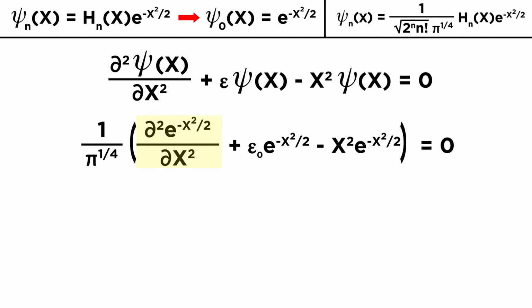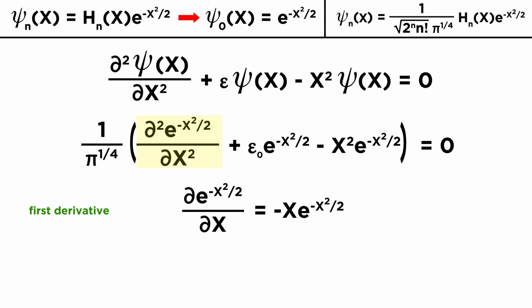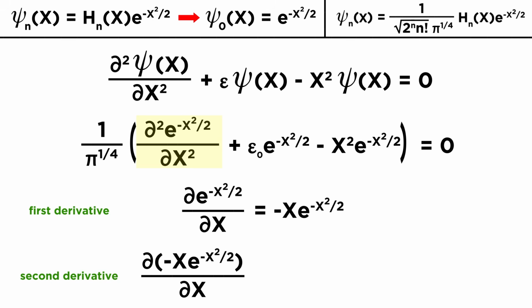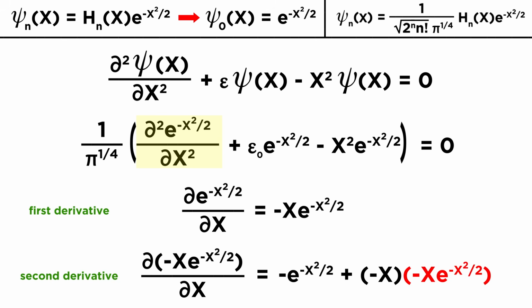The first thing we have to do is take the second derivative of this expression. As we know, a second derivative is just the derivative of the derivative, so let's get the first derivative first. Using the chain rule, we get negative 2 big X over 2 times the original function. The 2's cancel out, and we have negative big X times the original function. Now we have to take the derivative again, and this time we need the product rule. So that's the derivative of the first function times the second function plus the first function times the derivative of the second function. The two derivatives are easy. The first is just negative 1, and the second is the same as the result from the first differentiation. So that gives us this expression.